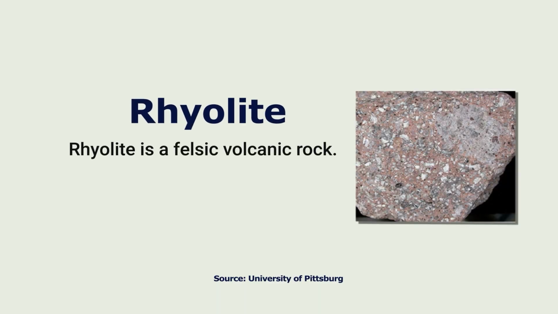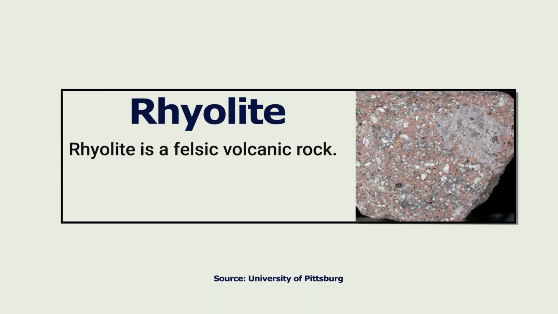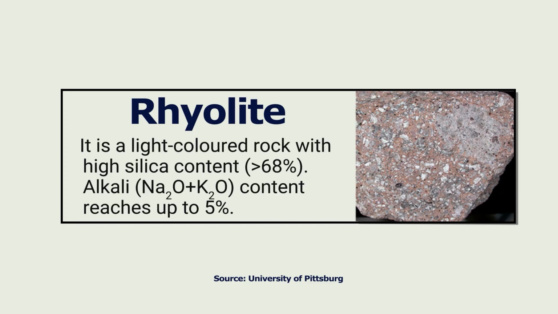Moving on to the other common type of felsic rock, that is the rhyolite. Rhyolite is also a felsic rock, but it is a volcanic rock, that means it is erupted on the earth's surface, as a result of which it is finer grained than a granite. It is also a light colored rock and has a very high silica content, more than 68%, and alkali content may reach up to 5%. The alkali content means that we combine the sodium oxide and potassium oxide.